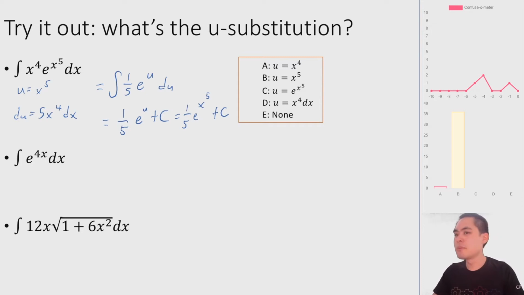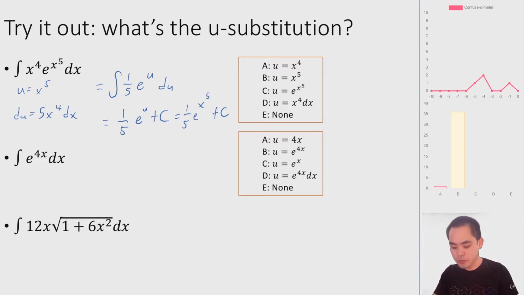Okay, let's try that again. So hopefully you guys see what we're doing. Let me reset this quickly. For the next one, we have e to the 4x dx. So which of these is the thing you want to be u?